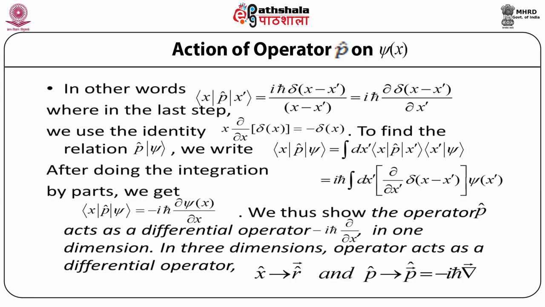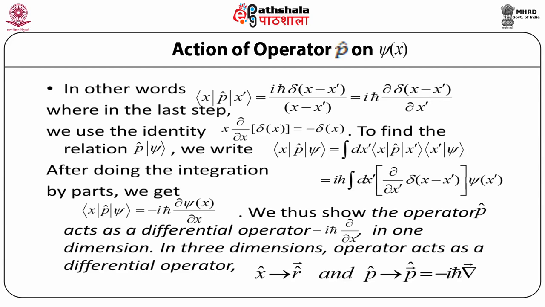To find the relation for operator p acting on state vector psi, we write <x|p|ψ> = ∫dx' <x|p|x'><x'|ψ> = iħ ∫dx' (∂/∂x' δ(x − x')) ψ(x').